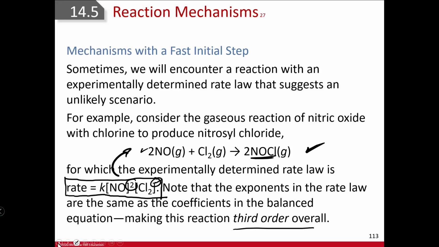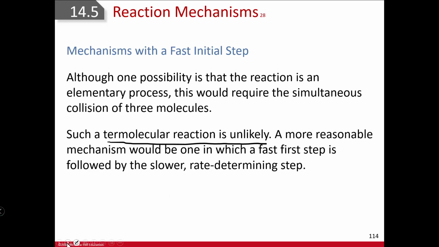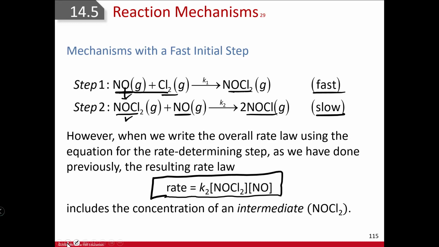It's too complex. So then what you have to do is propose 2 steps. The first step is this, and they tell you that it's fast, which is kind of strange because usually the first step is slow. So this stuff is made really quickly. This nitrogen oxide dichloride is an intermediate, and it reacts with more nitric oxide to form 2 moles of nitrosyl chloride.